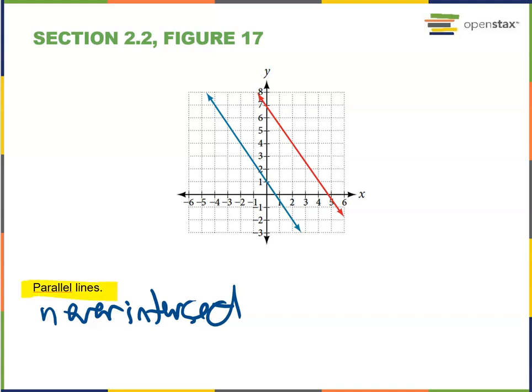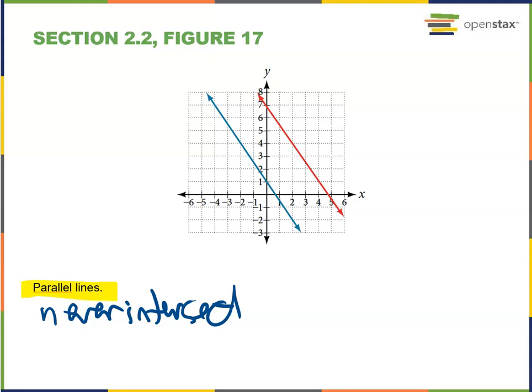Just like these two lines here. Notice that they have exactly the same steepness. Look at these two lines, which means their slopes are identical. The only difference between these two lines is the y-intercept. So first, let's get the equations of these two lines.